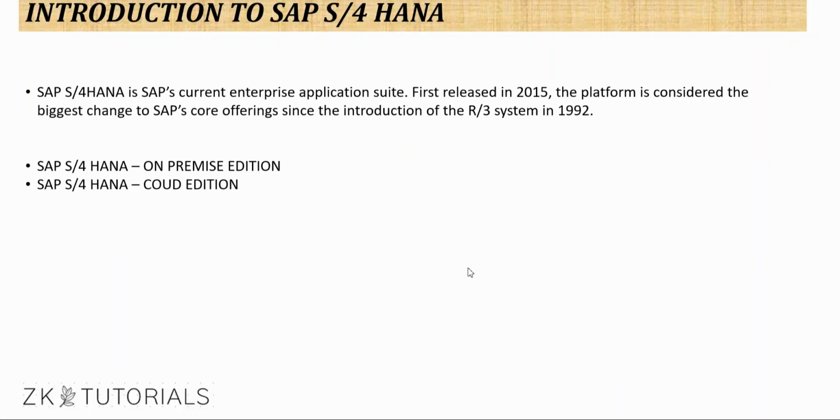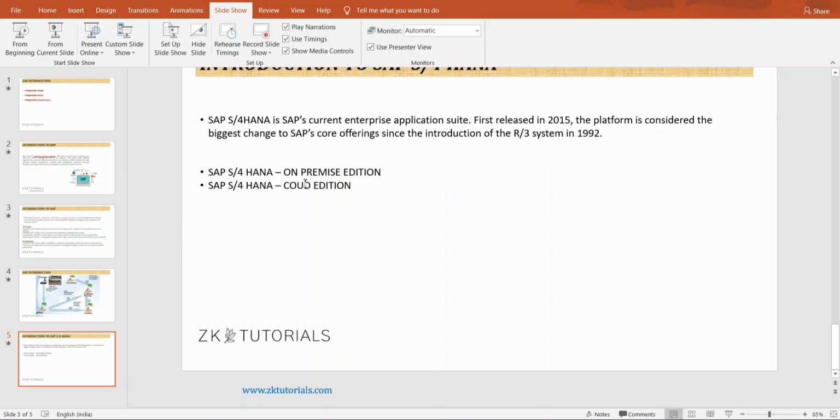So in S4 HANA, of course, we have two products available, two editions you can say. One is an on-premise edition and one is a cloud edition. So what is this on-premise edition and what is this cloud edition?